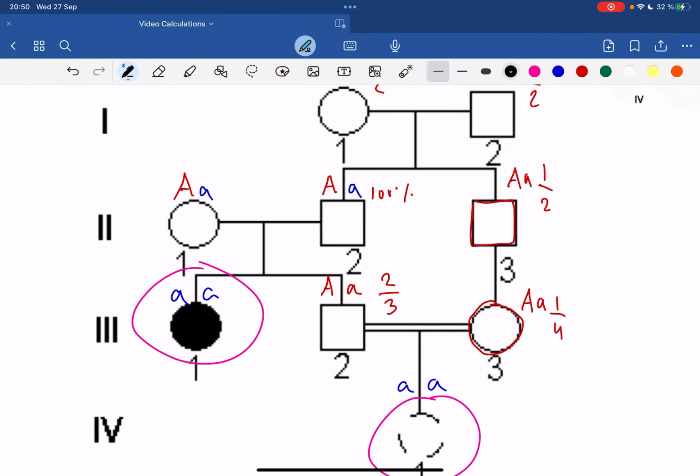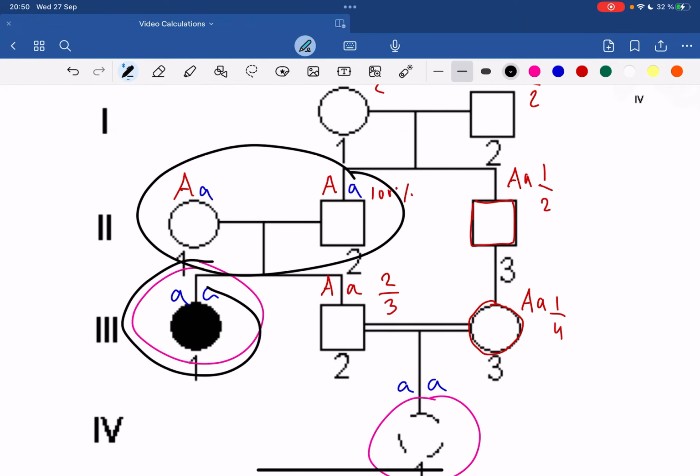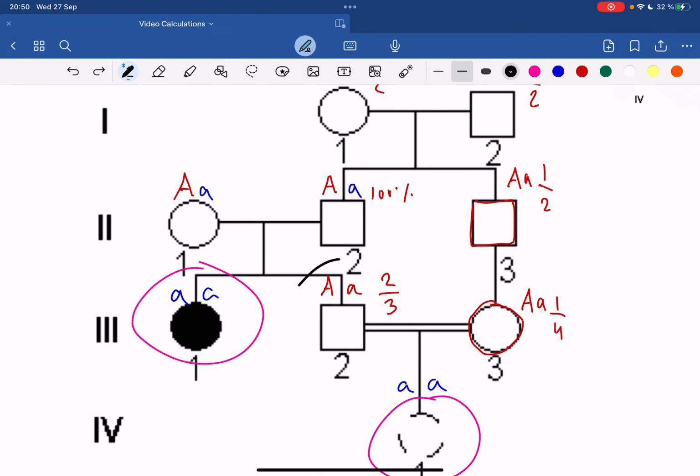It wouldn't be the same, however, and do keep this in mind, if one of the parents were affected and had this phenotype instead. Then this wouldn't be true. Then it would be something else, and you can calculate that through a Punnett square. But right now, if both parents are healthy and there's one affected sibling, then the probability for this person to be heterozygous is 2 out of 3.